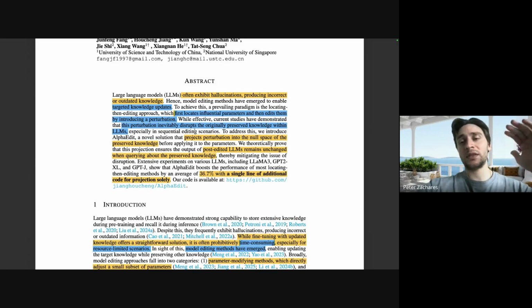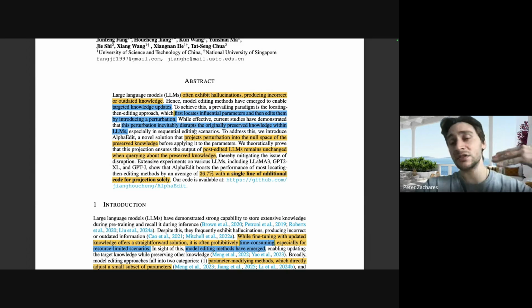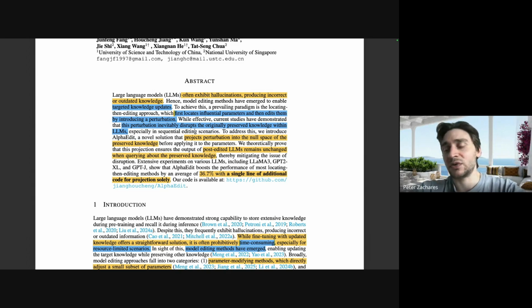And the basics of all the approaches that do this is they first locate the influential parameters. Usually it's a specific layer, like which layers are most important to learning this information. And we'll go into how they do that later. And then they edit that by introducing what they call a perturbation, which is a small change in the direction of what you want the output to be. That's what all the methods, the baselines that they look at, do.